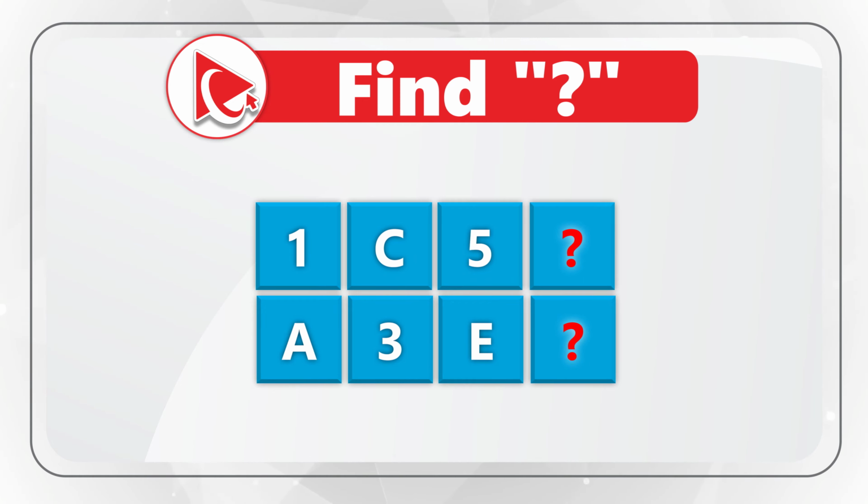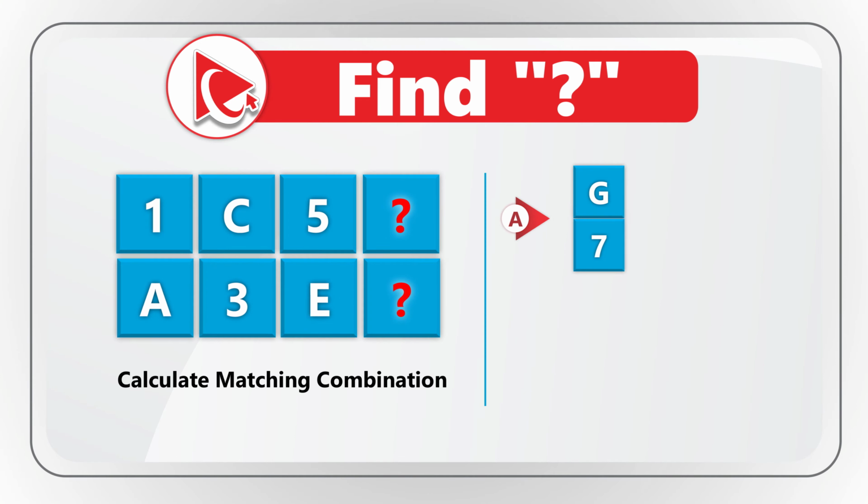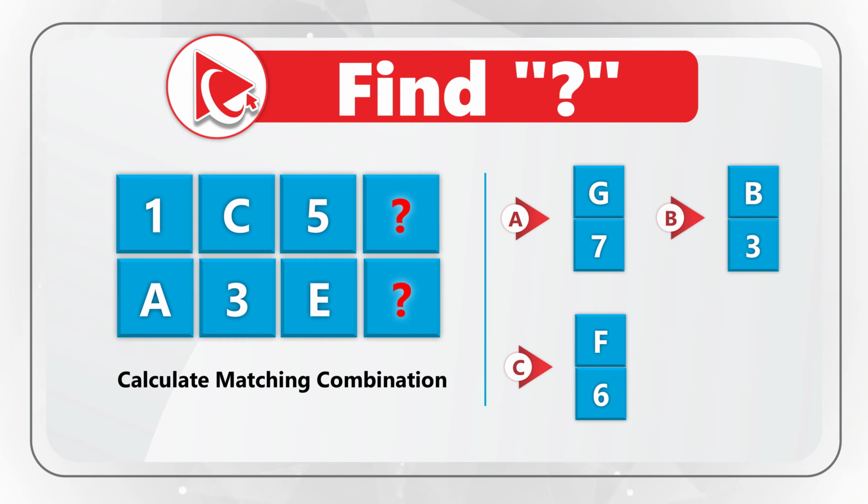You need to select the calculated combination out of 4 different choices. Choice A, G7, choice B, B3, choice C, F6, and last but not least, choice D, H8. Take a close look to see if you can do the calculations.